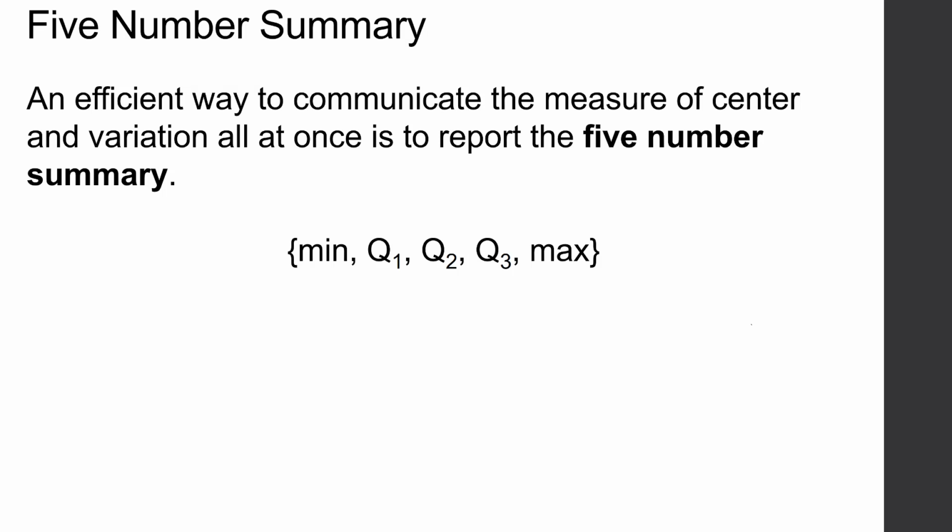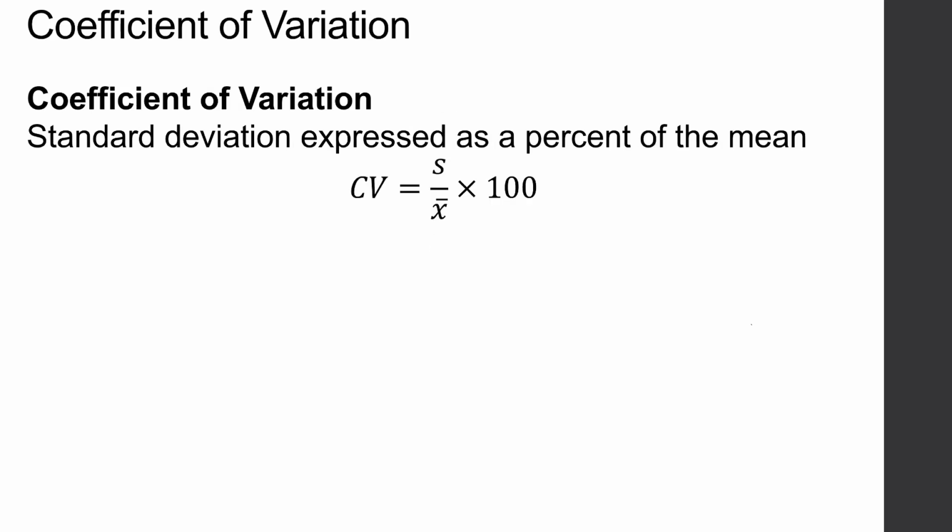Q1 is the first quartile. It has 1/4 of the observations below it. Q3 is the third quartile. It has 3/4 of the observations below it. Similarly, Q2 has 2/4 of the observations below it, otherwise known as half or 50%, so that's the median.